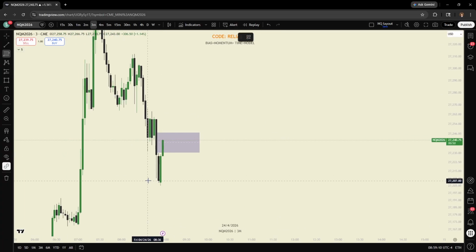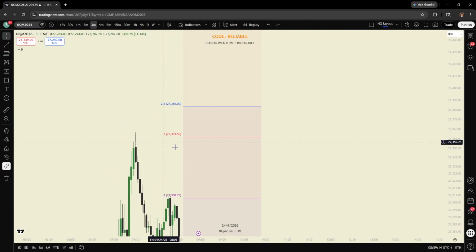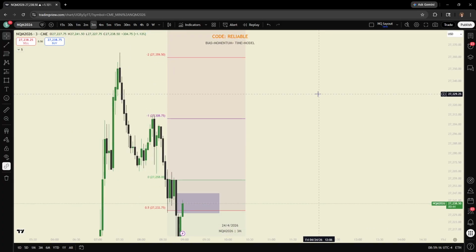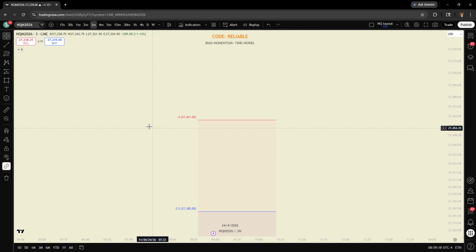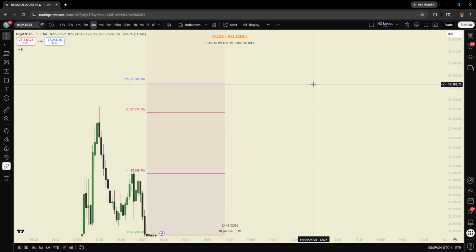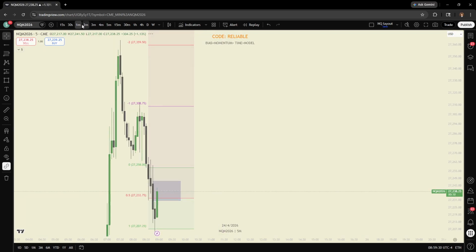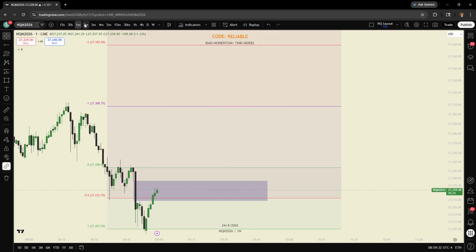I like this 3 minute here. Send that up. -1 lines up there. -2 lines up with the high. Sure, that works for me. And then maybe we go all the way to -2.5, -4. But yeah, I think the 2 minute is the best, not the 5, not the 3.